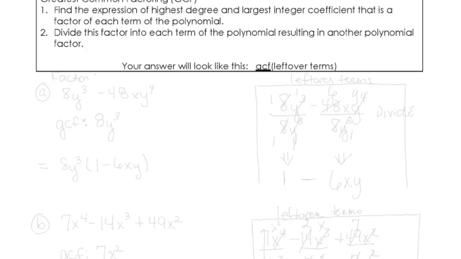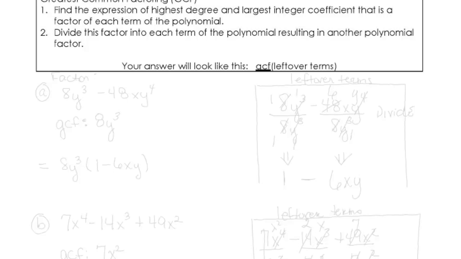Now, we're not going to be able to do each question like this, but some of these we'll be able to see and recognize the GCF. Now, looking at the greatest common factor for a polynomial. It says here, find the expression of the highest degree and largest integer coefficient that is a factor of each, underline that word each, each term of the polynomial. Divide this factor into each term of the polynomial, resulting in another polynomial factor. Your answer will look like this.